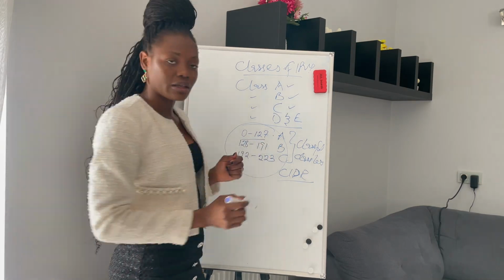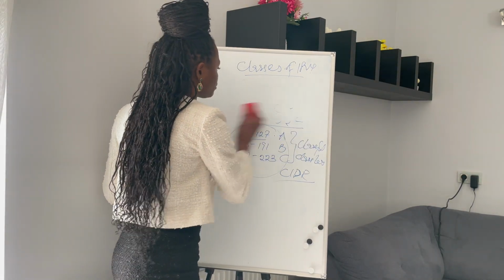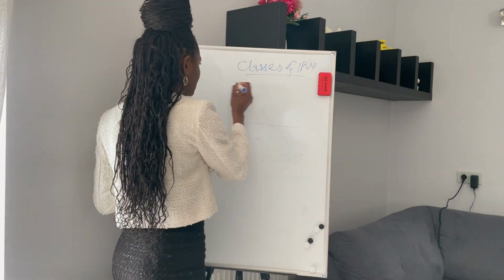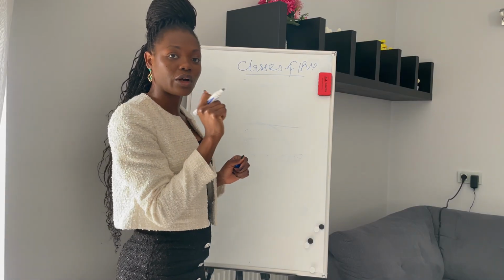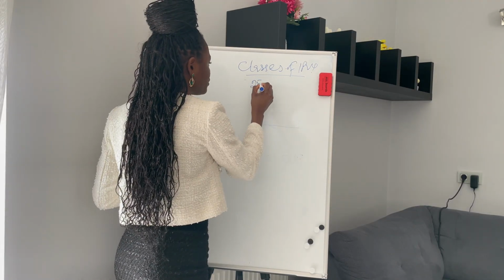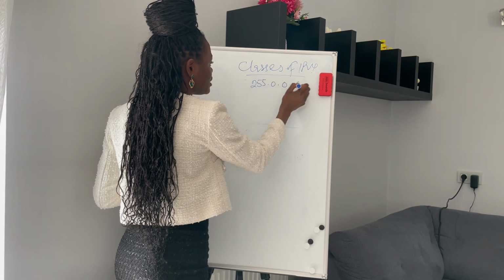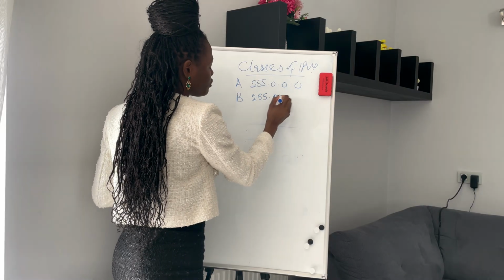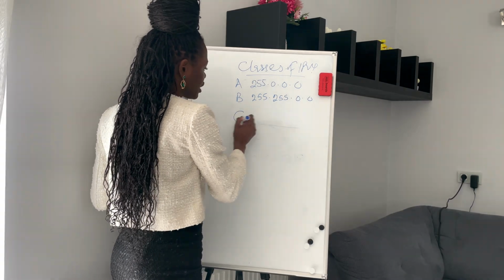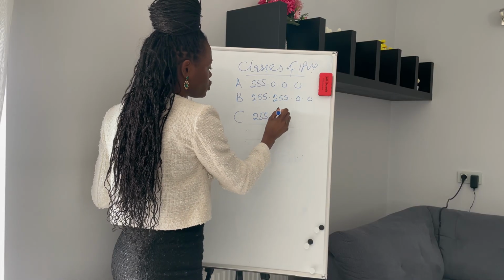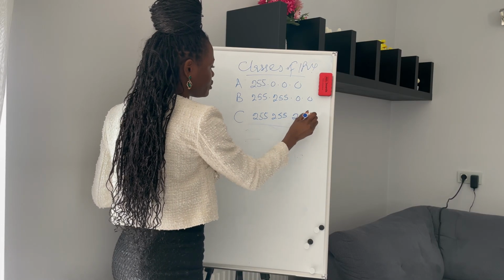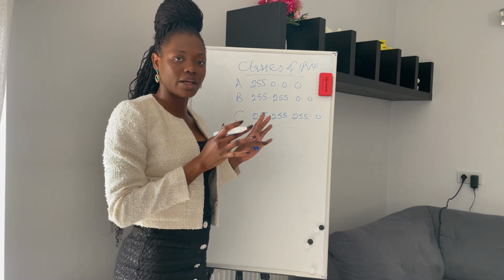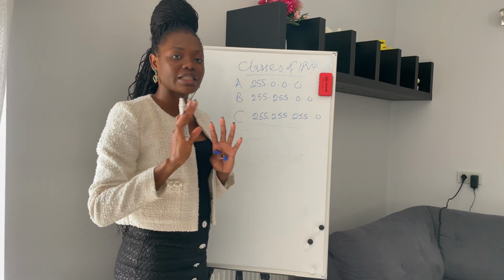So for class A, if you remember, I mentioned that the default subnet mask for class A is 255.0.0.0. For class B it is 255.255.0.0. And for class C, it's 255.255.255.0. If you remember properly, I told you that those with the ones are for the network part, and those with the zeros are for the host part.